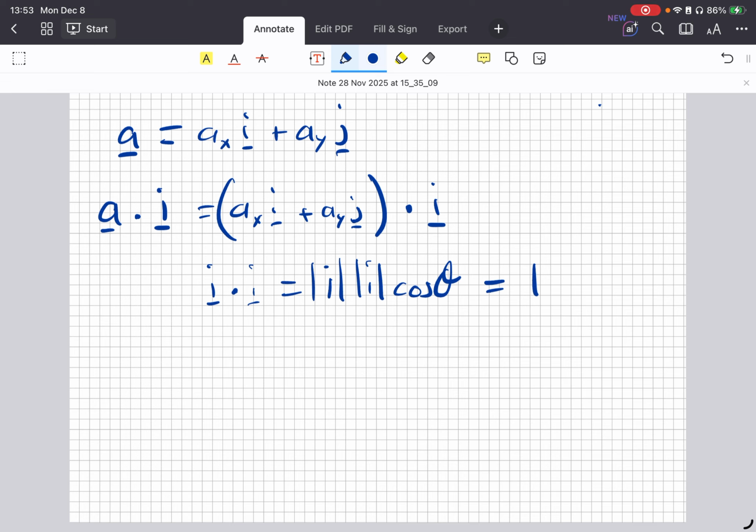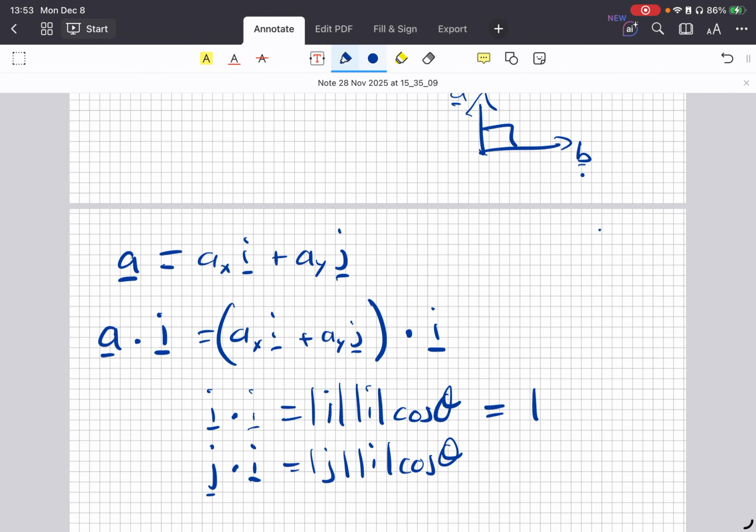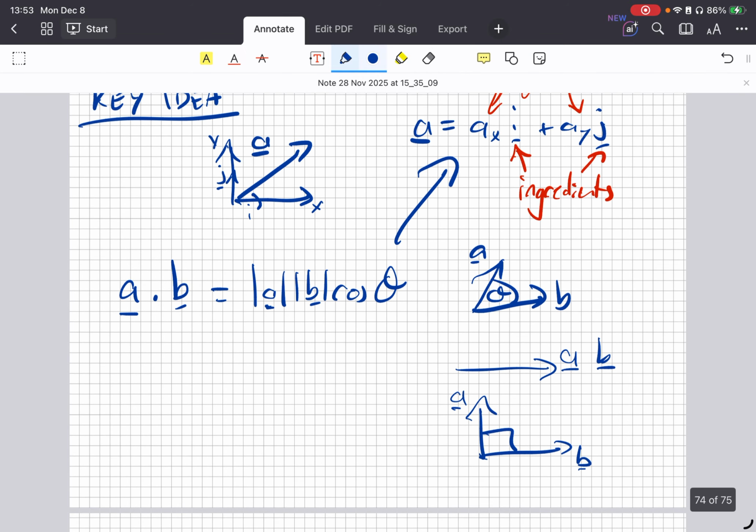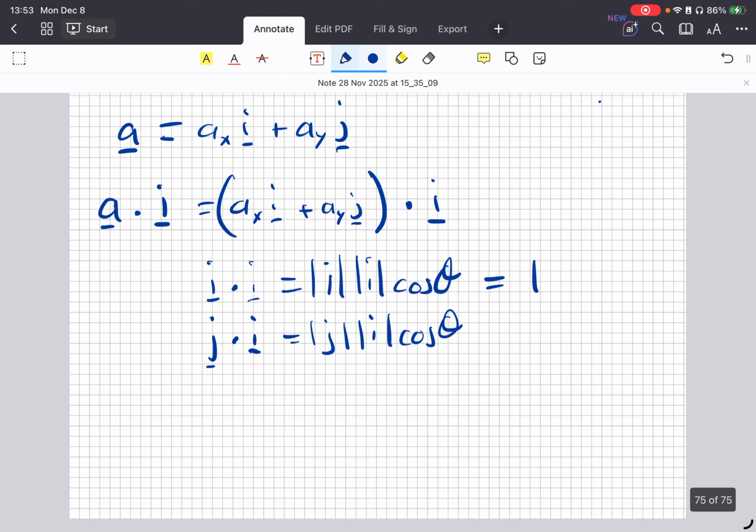If I take the dot product here, so I'm going to get the dot product between j and i. So I get j dot i. Well, that's equal to the magnitude of j times the magnitude of i. Well, that's just going to be 1 again. But this time the angle is different. The angle in between j and i, remember, we've drawn it out on the previous slide. So we have j here and i here. And so there's 90 degrees in between them. So cosine theta in this case is cosine of 90 degrees, and that's just equal to 0. So the dot product between j and i is 0.